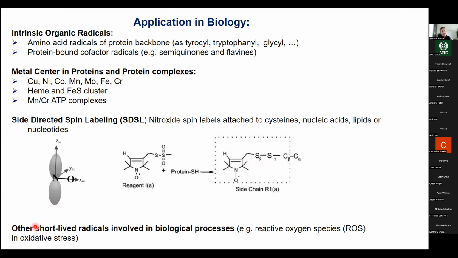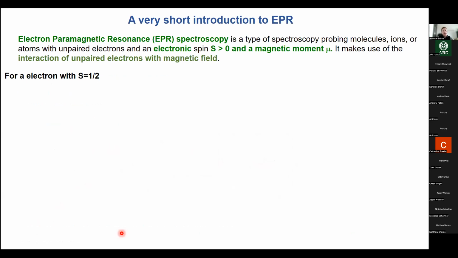And the fourth group of applications is looking at short-lived radicals that are involved in biological processes. So for example, oxygen reactive species that are involved in oxidative stress, in DNA damaging, but also in wound healing. This is one example, and EPR is more or less one of the only methods you can use to track these species.